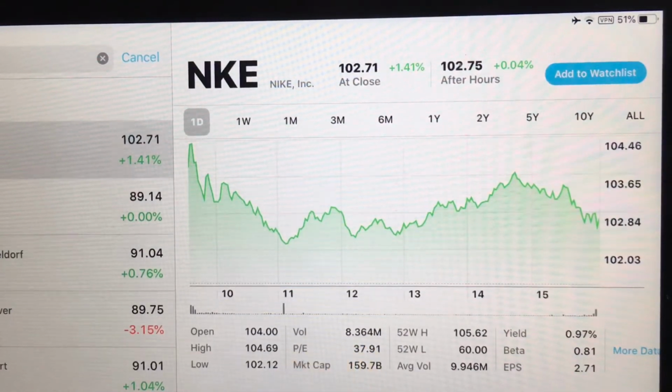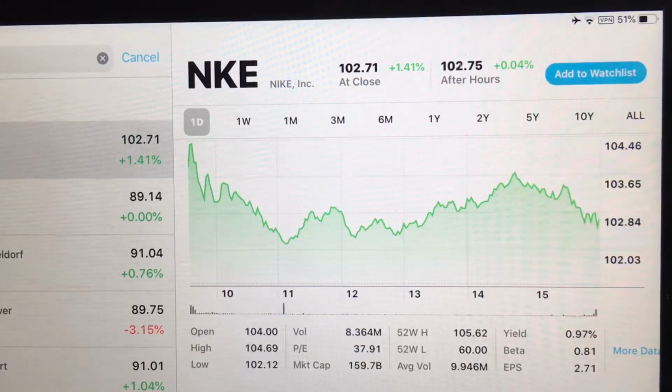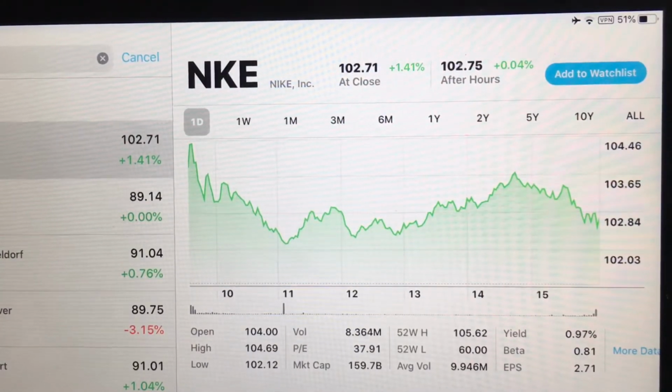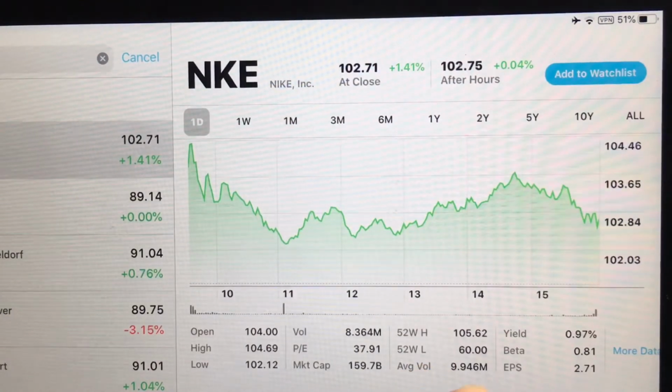Volume is the number of trades that exchange hands in the day. So here it's 8.364 million, and they can work out an average volume as well, which tells you the average daily number of trades exchanged.